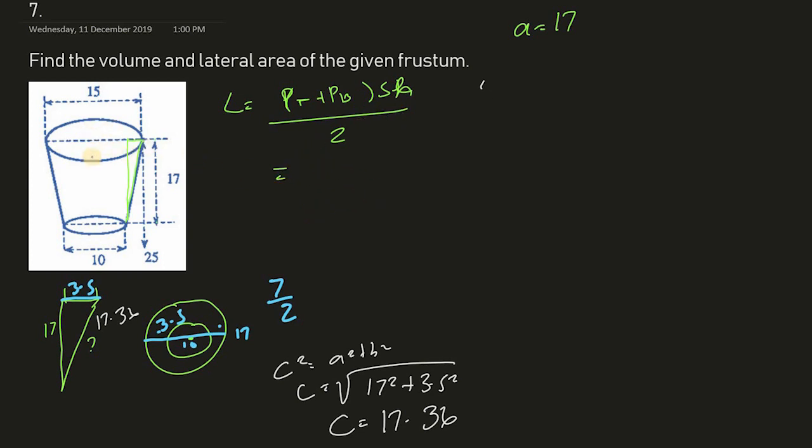So perimeter ng ating top, since a circle yan, ang formula ng perimeter ng circle, or we call it circumference, is 2 pi r. And yung r nito is kalahati ng 15. 15 divided by 2, that's approximately 7.5. Times 7.5. Plus perimeter ng baba, that's 2 pi times yung r nito, 10 divided by 2, kasi diameter yung given eh. That would be equal to 5 over 2. Multiply this to your slant height, which is 17.36.